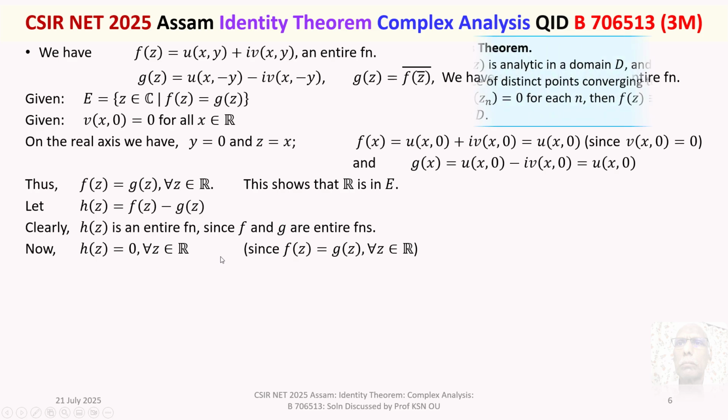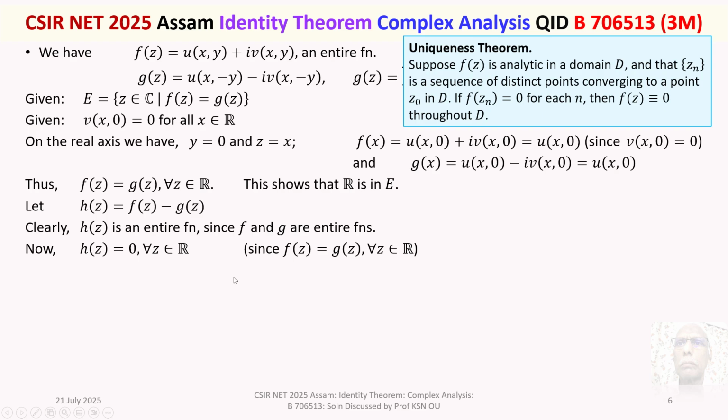So now let us recall our uniqueness theorem or identity theorem. If you have an analytic function in a domain D, and if z_n is a sequence of distinct points converging to a point z naught in D, and if f vanishes at every element of the sequence for each n, then f of z is identically equal to 0 throughout D.